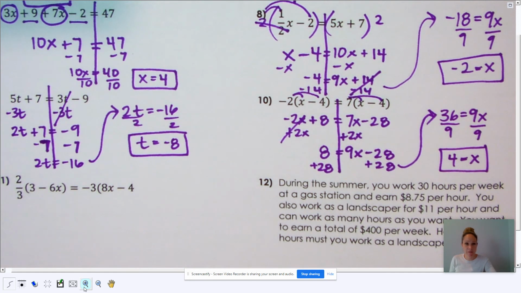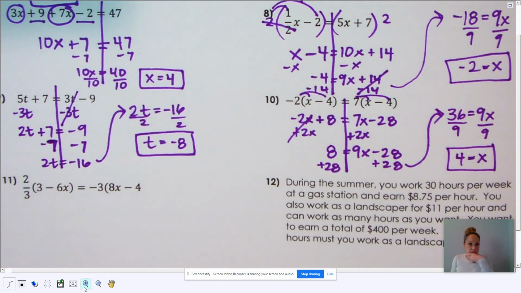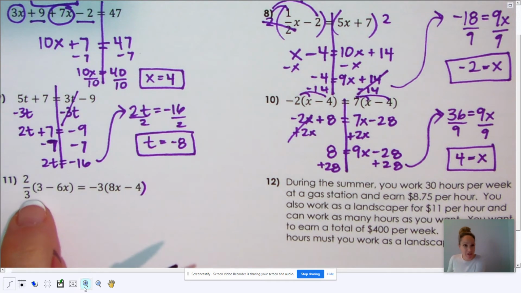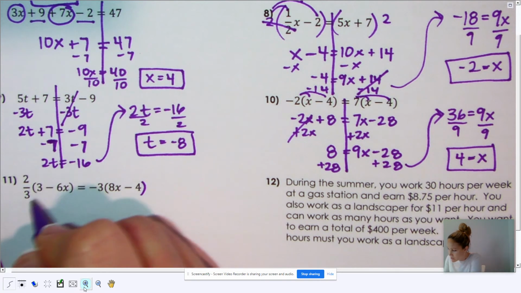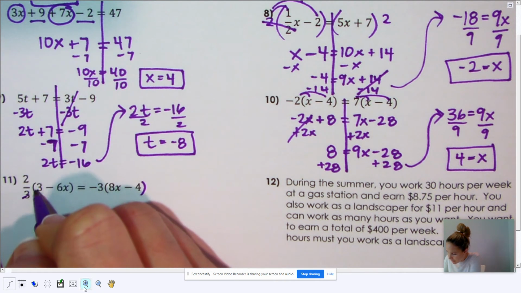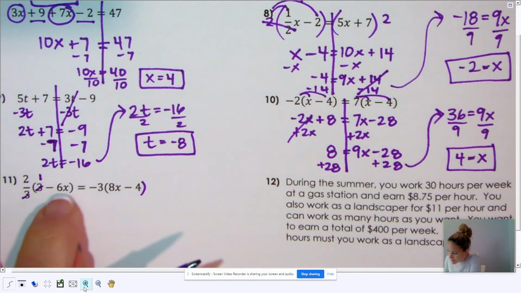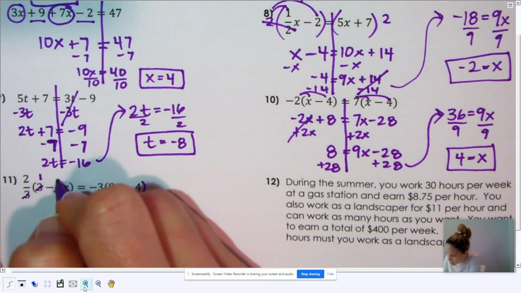All right, question number 11. There's a fraction, so just skip it. Just kidding. No skipping. Okay. So what you do whenever there's a fraction, that just means divide by. So I have my students do the division first. So 3 divided by 3 is 1. 6 divided by 3 is 2.